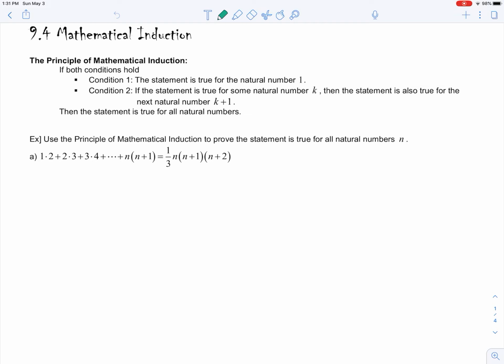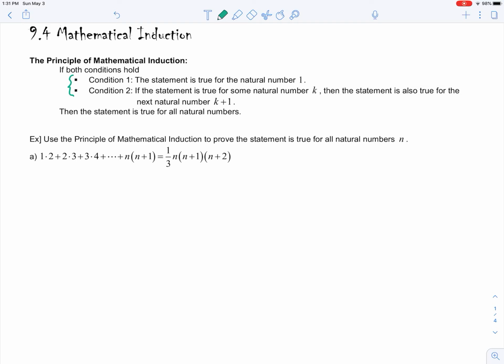This sets forth a domino effect because we've shown it's true for 1. And then the second condition says, well, if it's true for 1, it's true for 2. And if it's true for 2, then it's true for 3, and so on and so forth. So in order to use this technique, you must show both conditions, okay? And once you've shown both, then you're done. So let's try the first example.